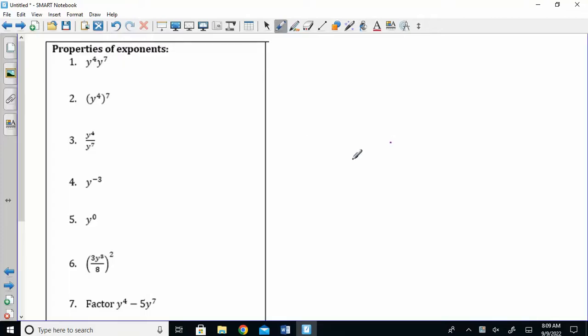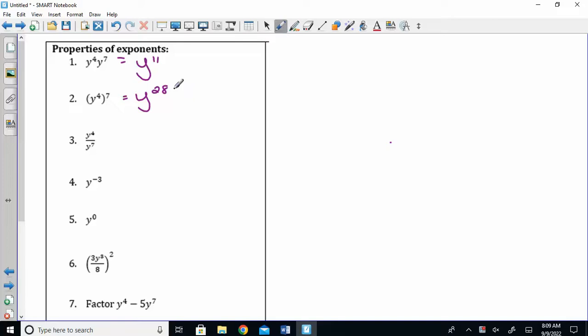And so that first box is kind of reviewing all of those properties. So number one, if you have things multiplied and the base is written each time, so y to the 4th times y to the 7th, what do you do with those exponents? So that becomes y to the 11th. Number two, if it's a power to a power, what do we do? So that's y to the 28th.